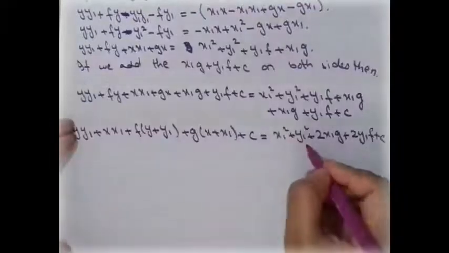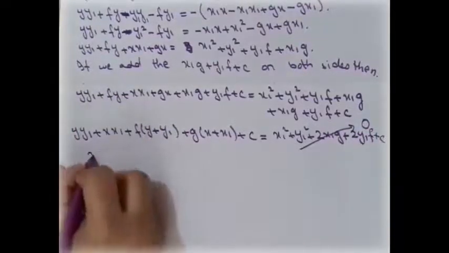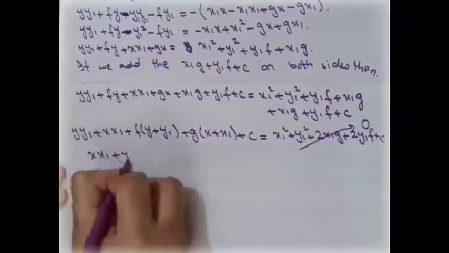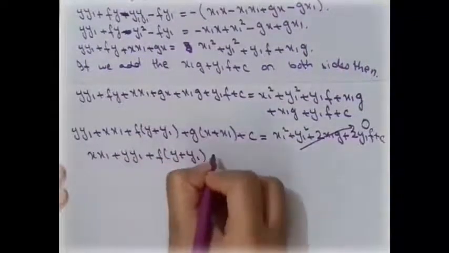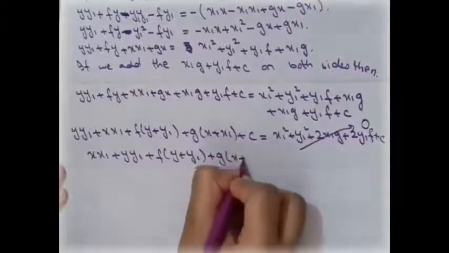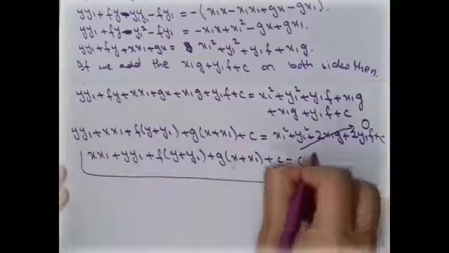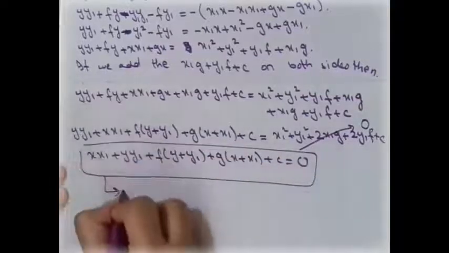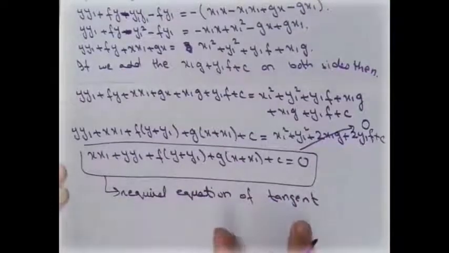So using the fact this whole term is 0, we finally conclude that x x1 plus y y1 plus f(y plus y1) plus g(x plus x1) plus c is equal to 0. Basically this is the required equation of the tangent.